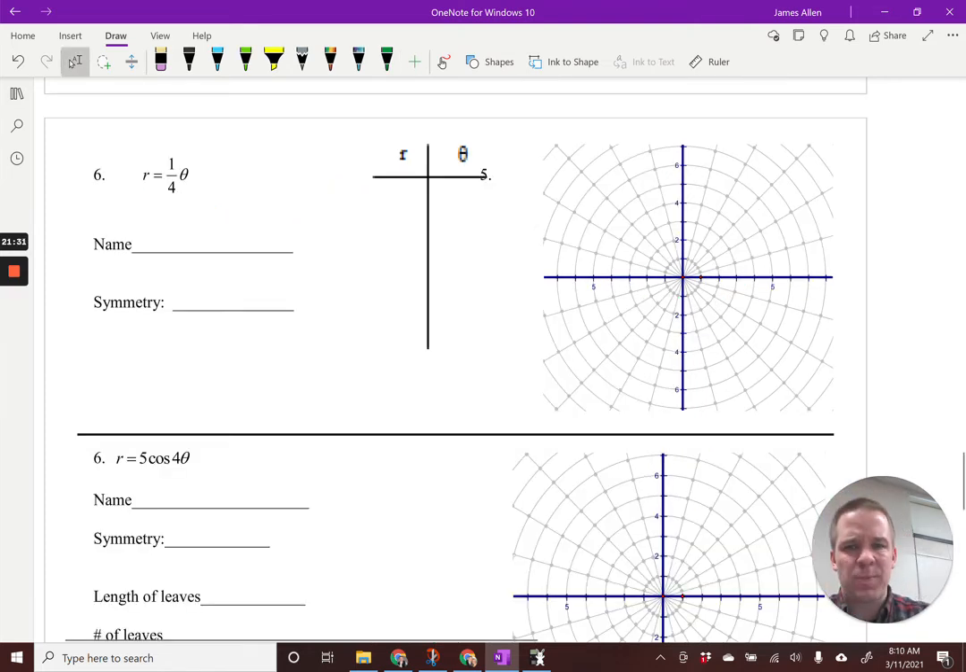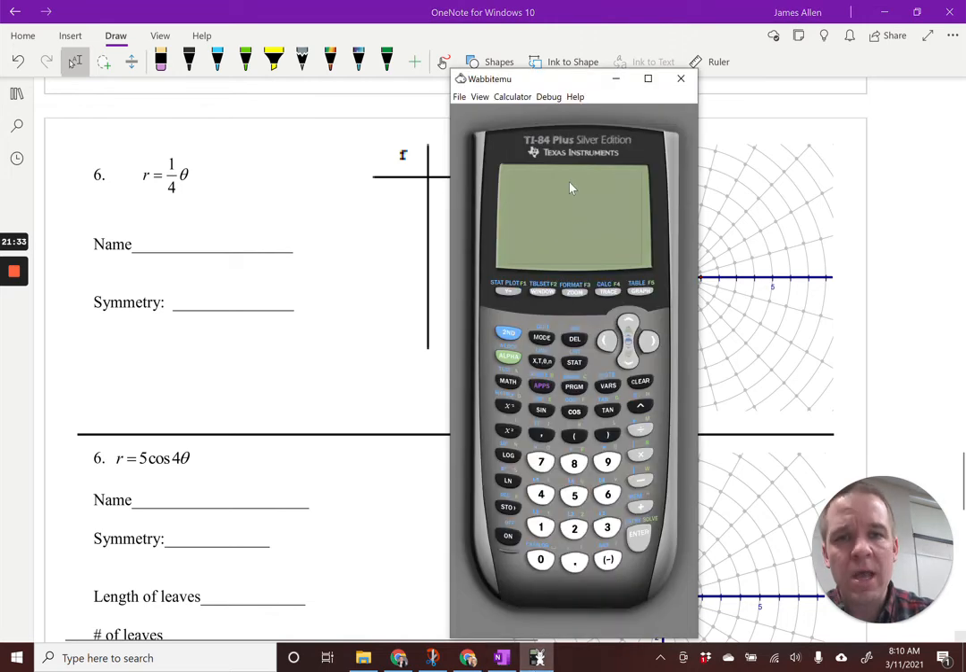All righty, so I said we were just going to touch on spirals. We're going to use our calculator on this one. So let's go ahead and pop it in there. I've got to turn it on, it saves battery and all. All right, so let's get 1/4 or 0.25 theta, and let's see what we got here.